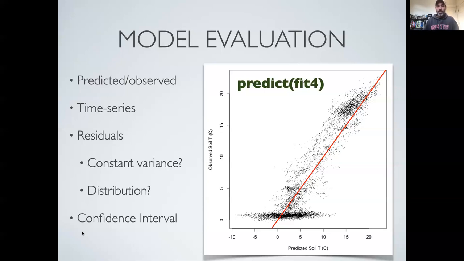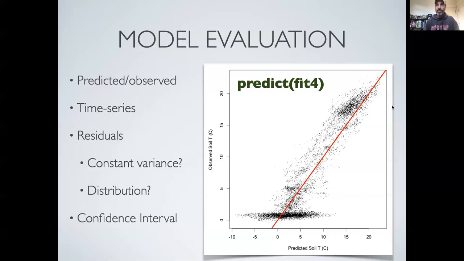And then we're also going to want to look at not just the predictions of the mean, but with a statistical model, you also get a confidence interval and a predictive interval. So you also want to look at the uncertainty coming from the model itself. Okay, so here's the predicted versus observed for this time point.